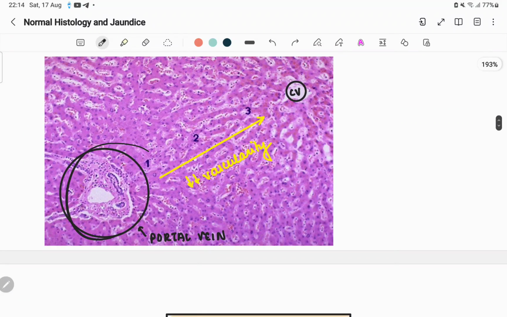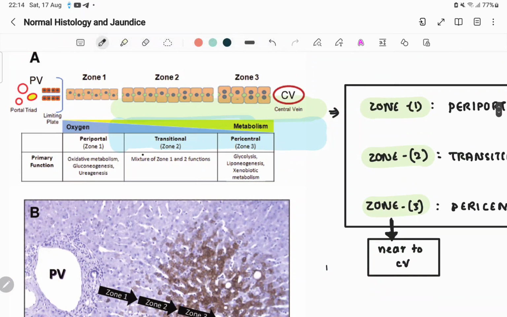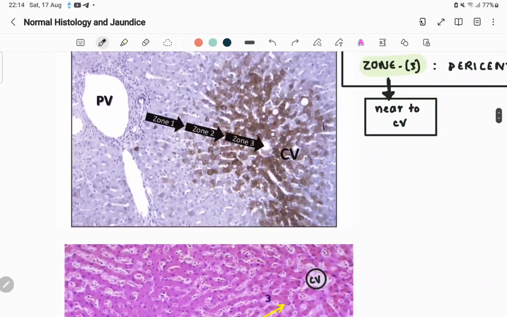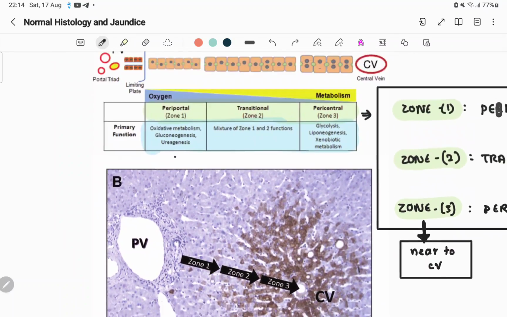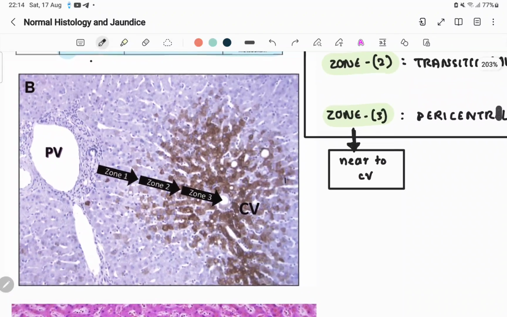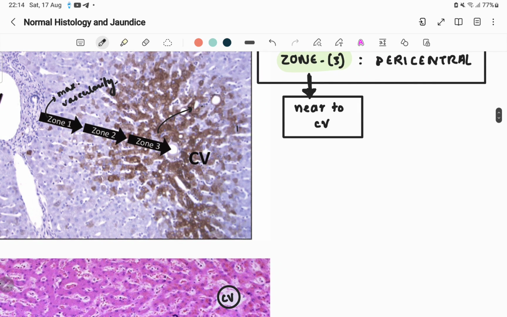As we move from the portal vein to the central vein, there is decreased vascularity. There is increased vascularity here, which is evident from the fact that it gets the maximum oxygen, right? So here we have the maximum vascularity and here we have the least vascularity. You can just write: zone 1 will have the maximum vascularity and zone 3 will have the least vascularity.